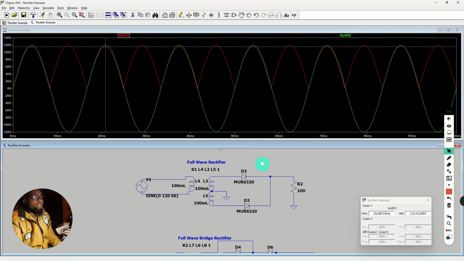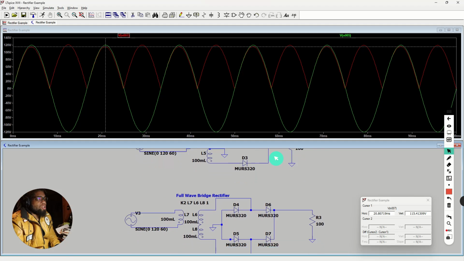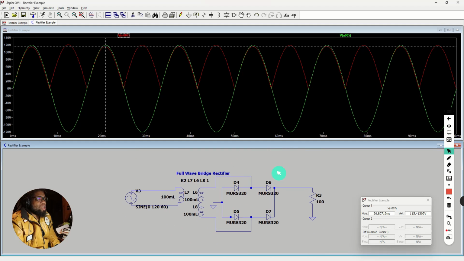Now, what is our full wave rectifier good for? Well, we can pull more current with it. It's going to be more consistent. So those are things to keep in mind. Full wave rectifiers typically are, I would say, the second most used. Bridge rectifiers are probably used more. It all depends, but we'll see why in a second, and we'll just jump right into that.